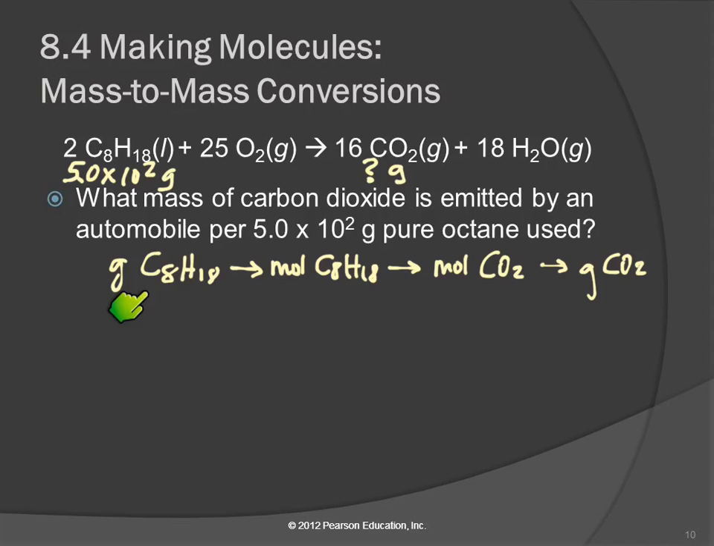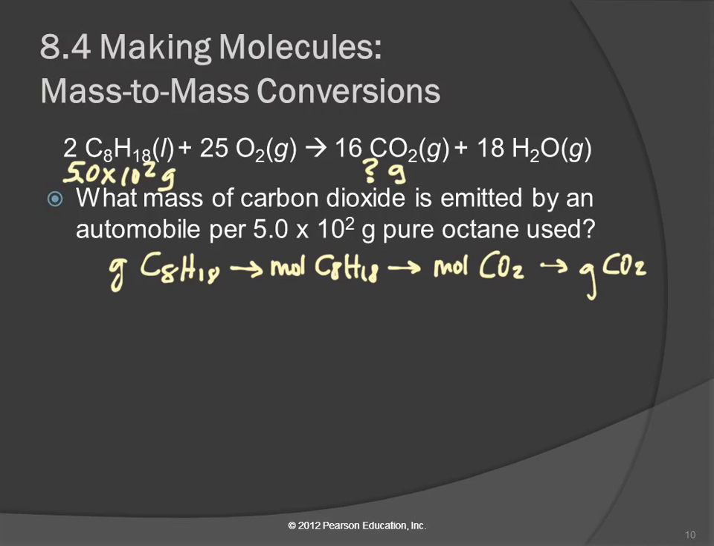Now notice, in this first step, I'm converting between grams of octane and moles of octane. The unit is changing, but the compound is not. In the middle, I'm going from moles of octane to moles of carbon dioxide. The unit is staying the same, the compound is changing. And then in the last step, moles of CO2 to grams of CO2, the unit changes, the compound does not. You can only change one thing at a time. You can change the unit for the same compound, or you can change the compound but use the same unit.